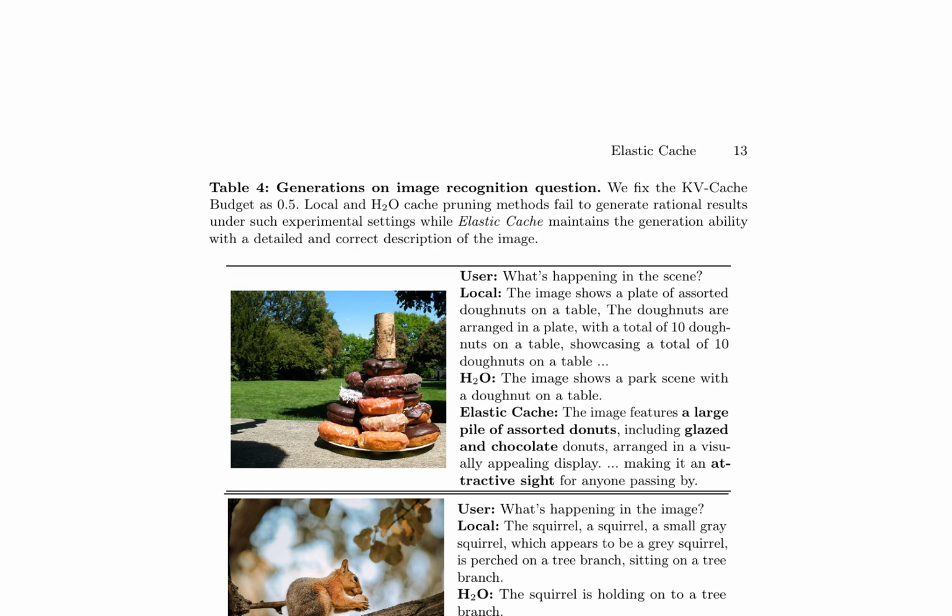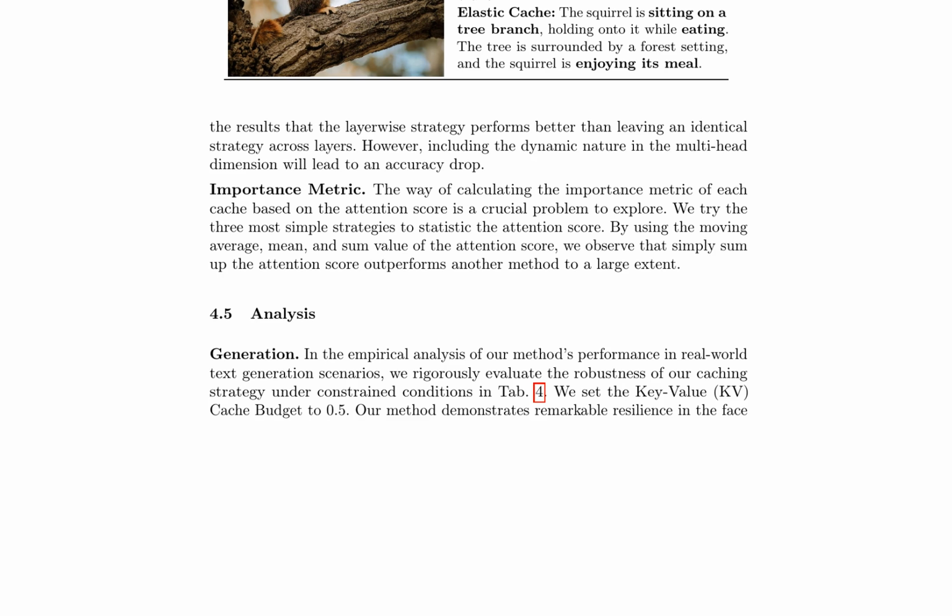The paper also explores the importance of calculating the importance metric of each cache based on the attention score. Three simple strategies are examined: moving average, mean, and sum value of the attention score. The results show that summing up the attention score outperforms other methods to a large extent.